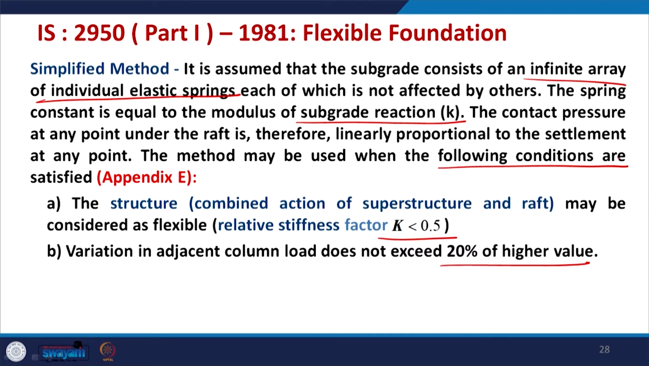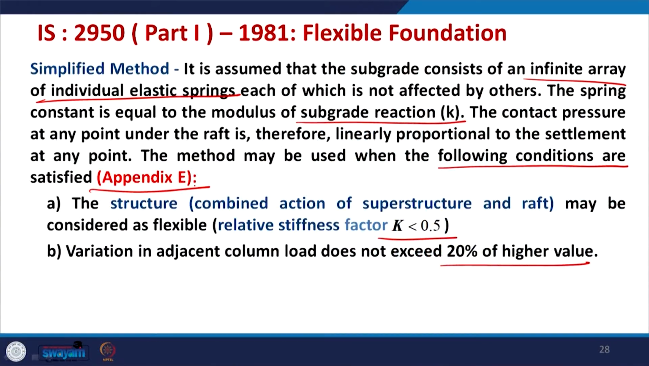So, let me summarize. In the conventional method, if you get k greater than 0.5, then you can use the conventional method. If the first condition is not satisfied, then you check the column load, 1.75 divided by lambda, against the spacing. If it is less than that, you can still go for that method. But if neither of those conditions is satisfied, then we come here. To use this flexible simplified method, both of these conditions need to be satisfied, not only one. So, let us assume that this condition is satisfied. If this is satisfied, then we use the method given in Appendix E.